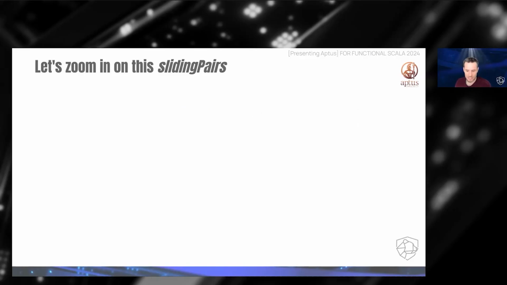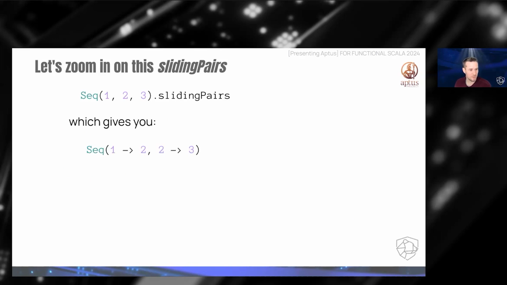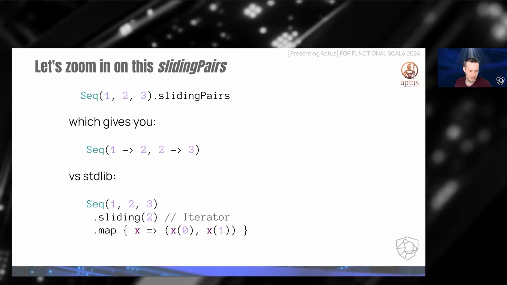Okay, let's just zoom in quickly on the sliding pair because this one's an interesting example, actually. So like I said, this one gives you this result. And let's look at the standard library equivalent. You'd have to call sliding, which gives you an iterator. Then you'd have to extract these two elements manually. And finally use toSeq because you presumably want to stay in the Seq.